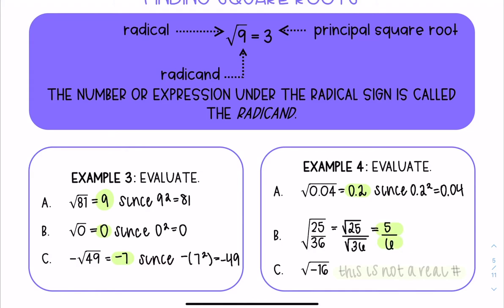And the square root of negative 16. Is there a number that when we square it gives me negative 16? There is not. So the difference between the square root of negative 16 and the negative square root of 49 is that the negative was inside the radical for this example. And so this is not a real number.